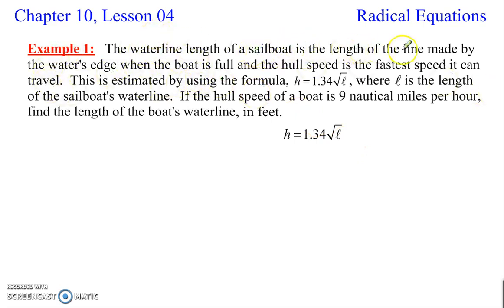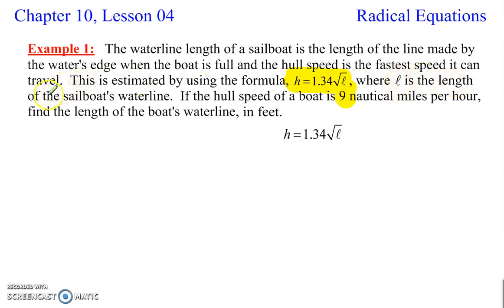Waterline length of a sailboat is the length of the line made by the water's edge when the boat is full, and the hull speed is the fastest speed it can travel. It's estimated by using this formula right here, where L is the length of the sailboat's waterline. If the hull speed of a boat is 9 nautical miles per hour, find the length of the boat's waterline in feet. Alright, so we just had to get through that text, but we found the key information.